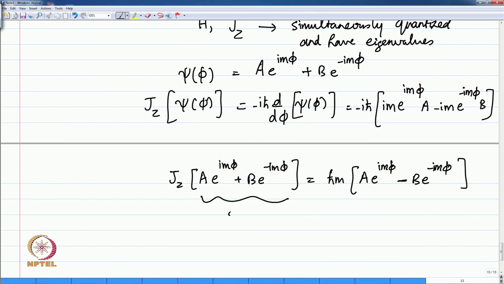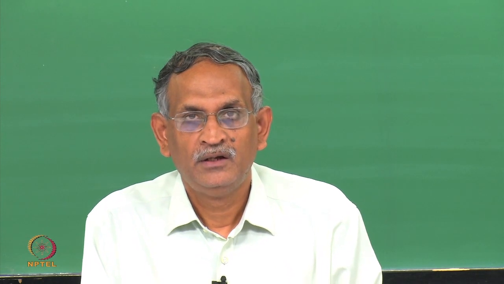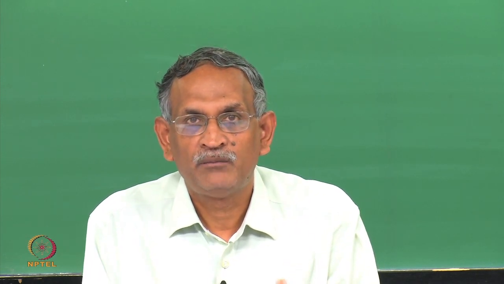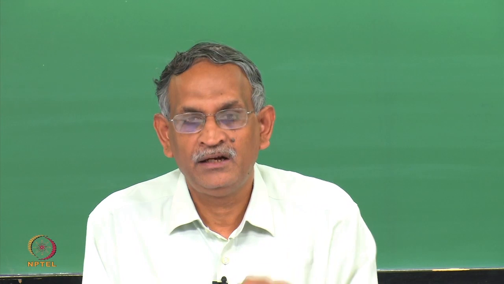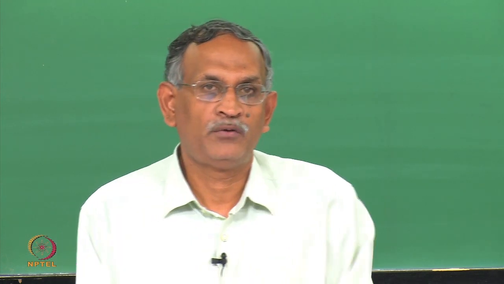This is psi(phi). This is not equal to psi(phi). This is something else. Therefore, you have an operator acting on a function giving you something else, not the function back. So it is not an eigenvalue equation. What does that mean? Angular momentum does not have a precisely defined value if the wave function is a linear combination A e^{i m phi} plus B e^{-i m phi}.